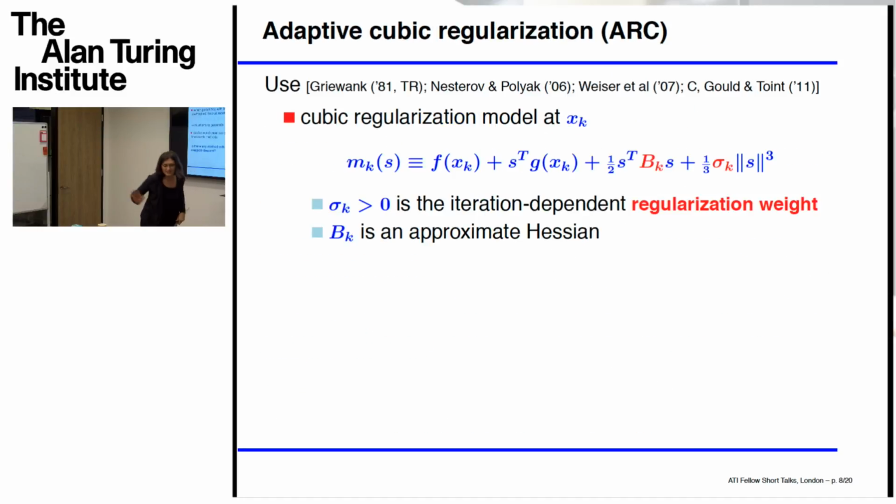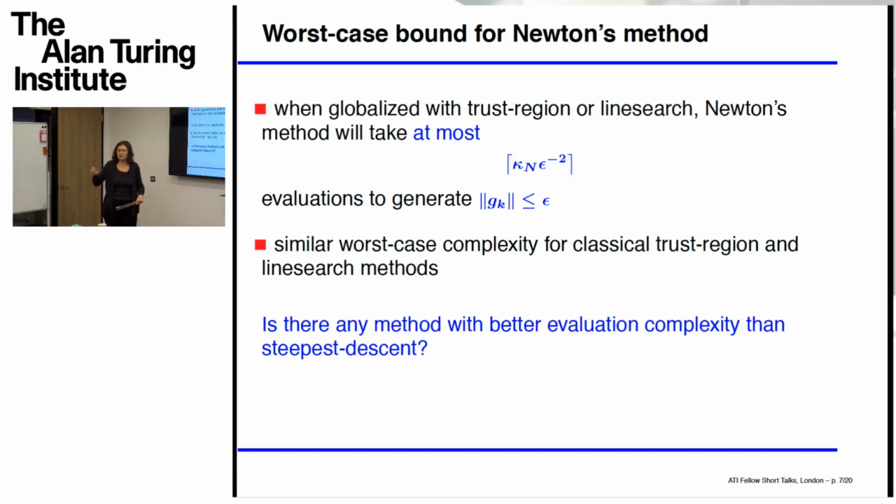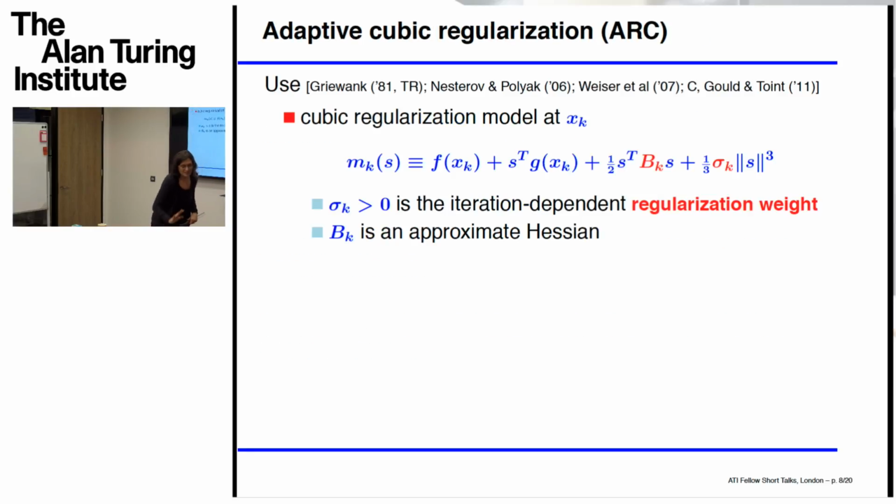So the question is, is there anything better? If we use higher order information like second derivatives, can we do better than steepest descent for non-convex problems? And the answer is yes. The idea, simply put, is to use a different local model than we've used before. Instead of a pure second order model, use something regularized with a cubic term, and minimize that to find your next guess of the solution.